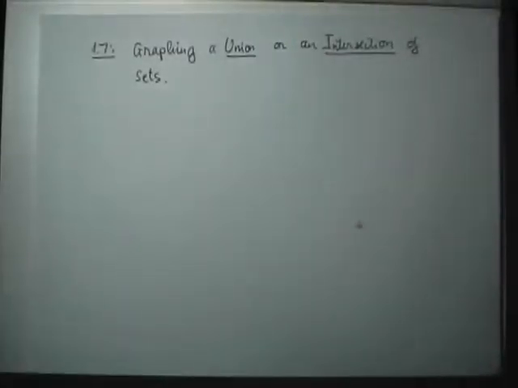Okay, so another topic in 1.7 is we learn how to graph a union or an intersection of sets. Now, a set that we learned in 1.7 here is an interval. An interval is a set. And so now, how can we graph these?